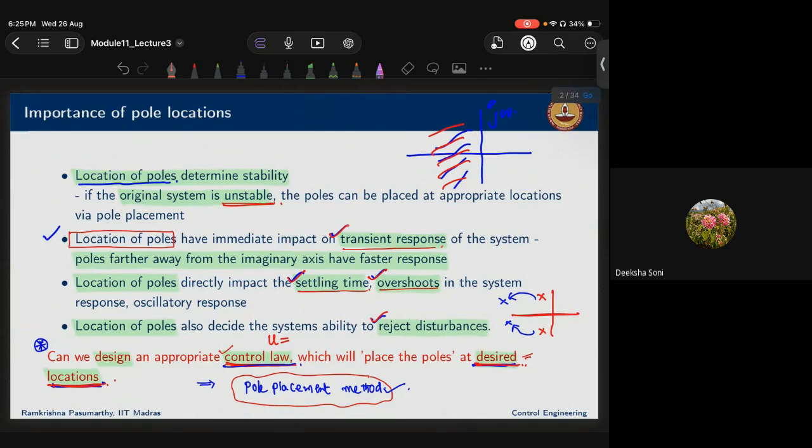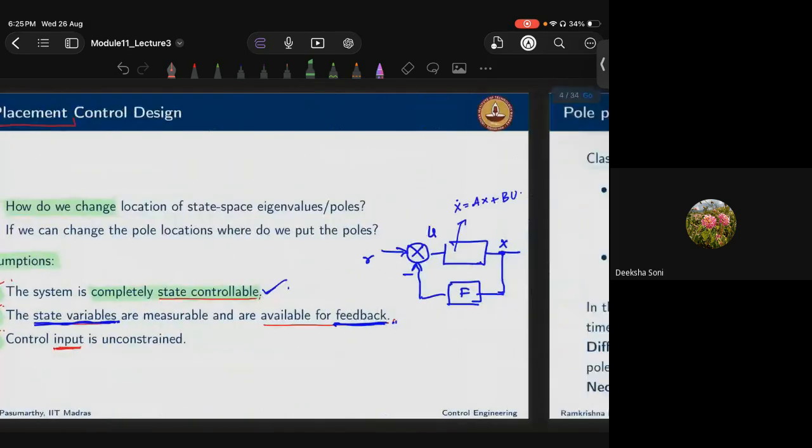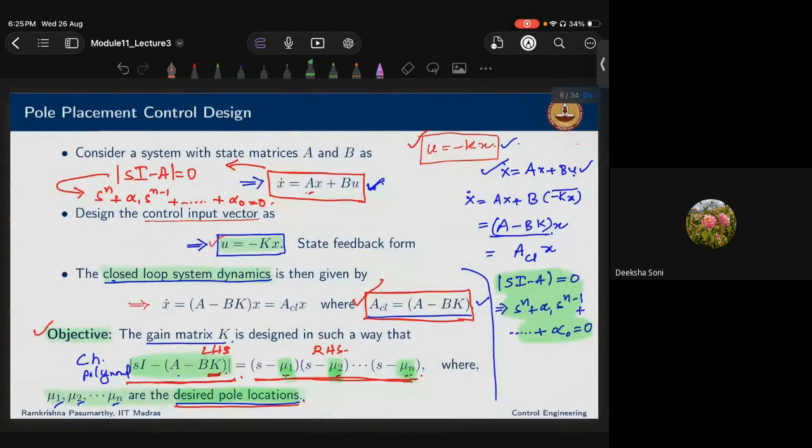Basically, we have x dot is equal to Ax plus Bu, which has poles at the locations shown in red. But we wanted to place our poles at the blue locations. Can we design a control law for that? That control law is nothing but this one: u is equal to minus Kx. Here our job is to find that K. What is that K?